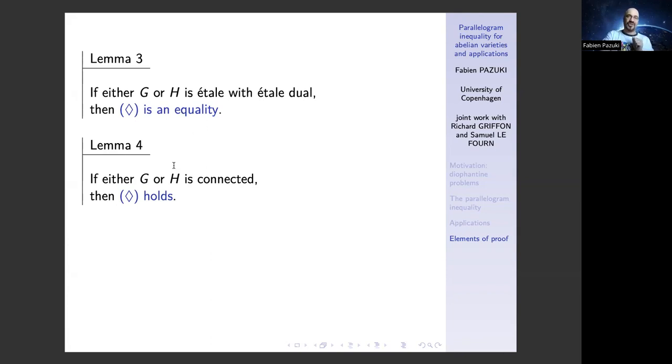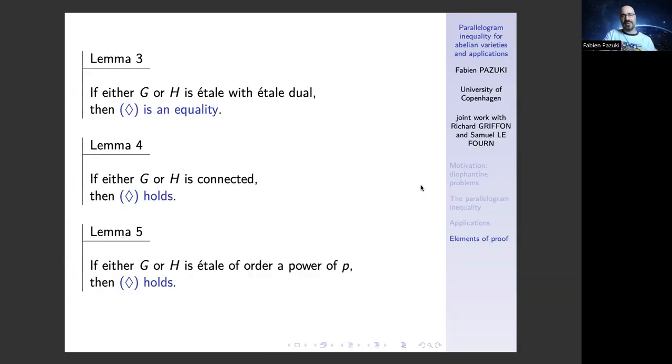So now if G or H is completely connected, then in fact, there's a way to prove the inequality. It's not an equality in that case, but at least it holds. So lemma 4 says if G or H is actually connected, then you're good to go.